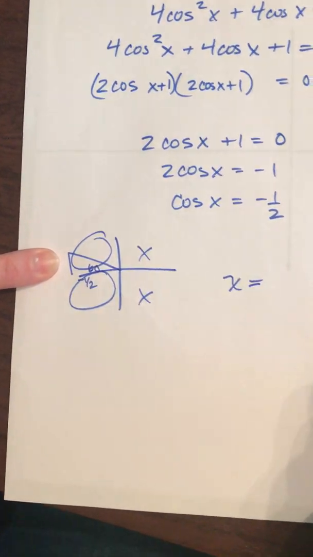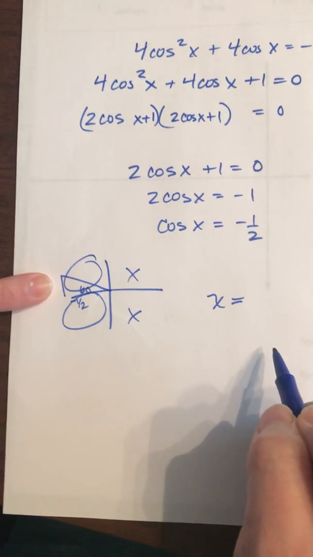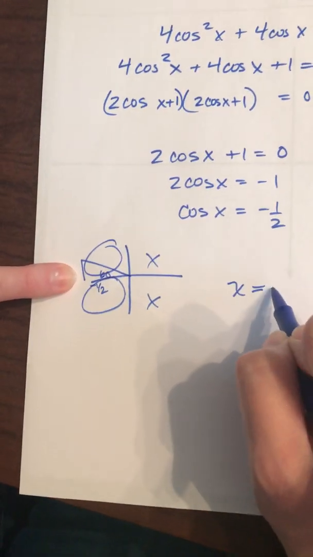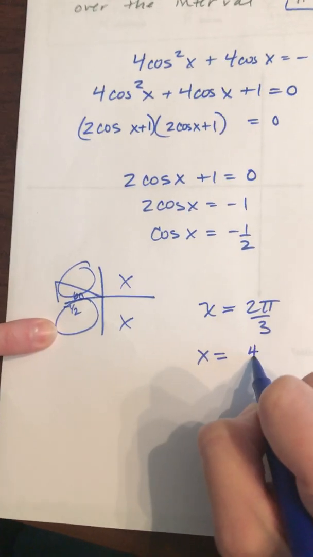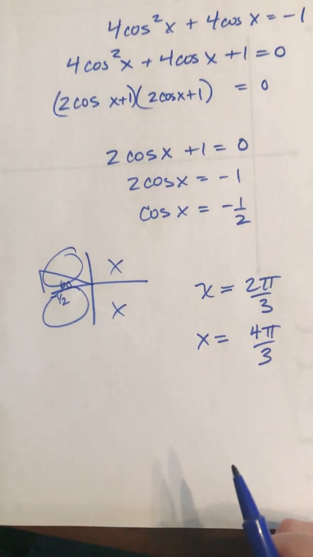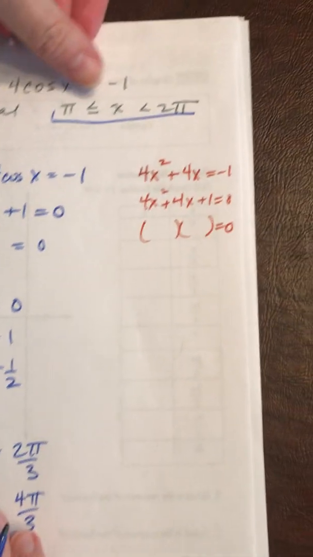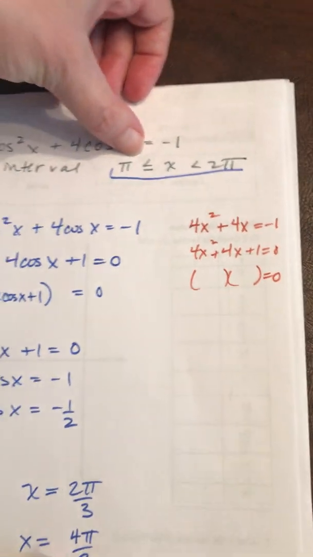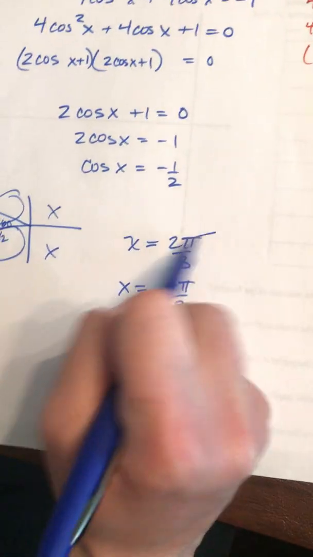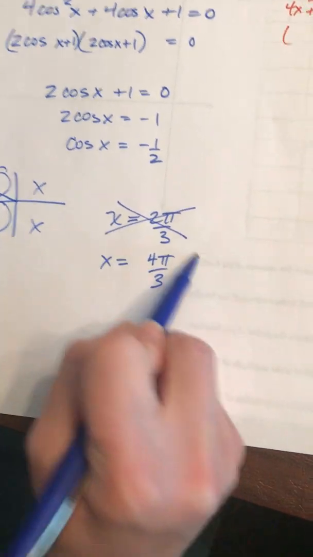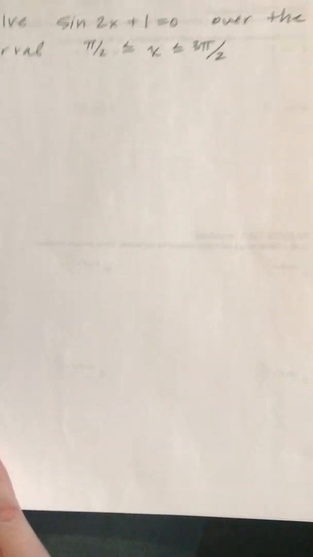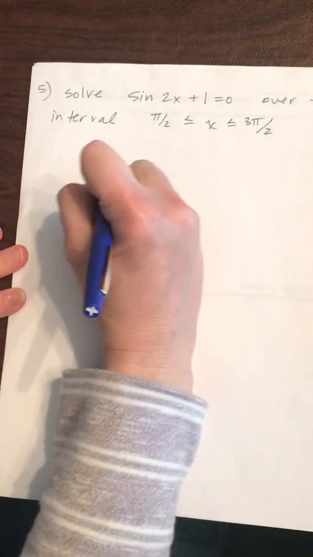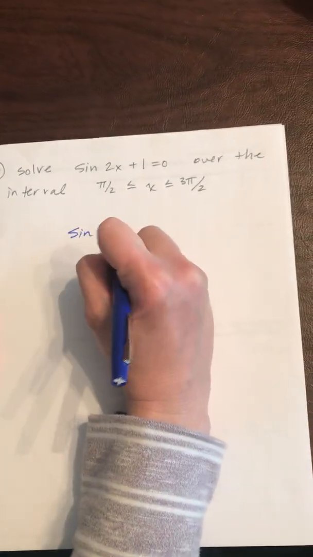So my answers are a 60-degree angle in the second quadrant, which would be pi minus pi over 3, so in other words, 2 pi over 3. And then my other answer would be 4 pi over 3. But remember what we talked about? This interval between pi and 2 pi means I only want answers between pi and 2 pi, which means this answer technically doesn't meet our criteria. So this would be the only solution to that problem. Okay, this one was a little bit more of a challenge. This is definitely a challenge problem, and I thought this was kind of nice. The next two are too.